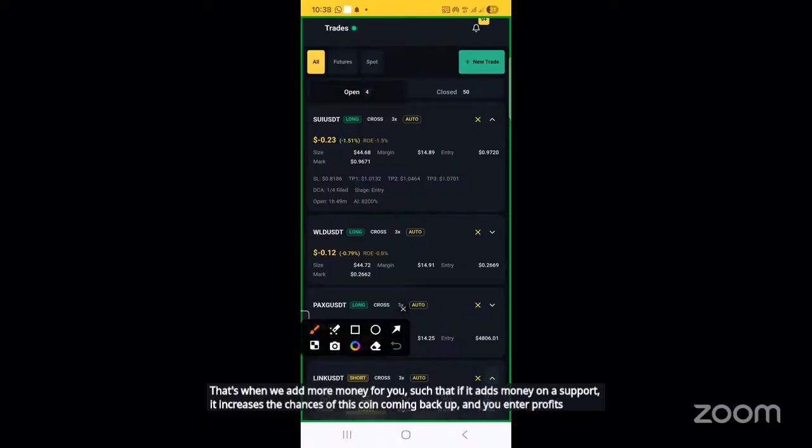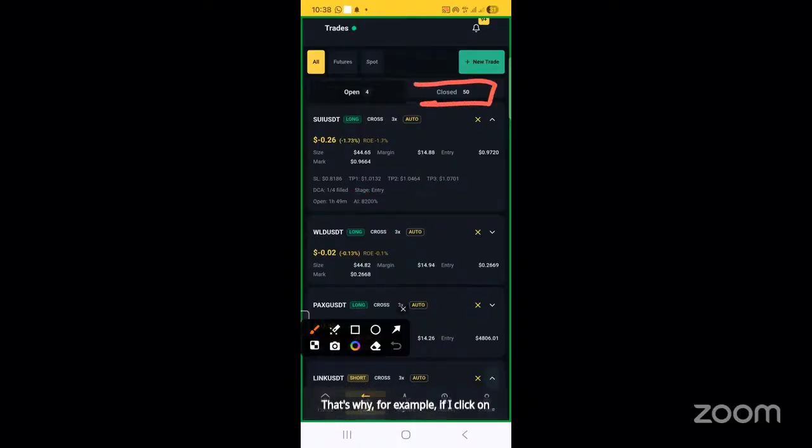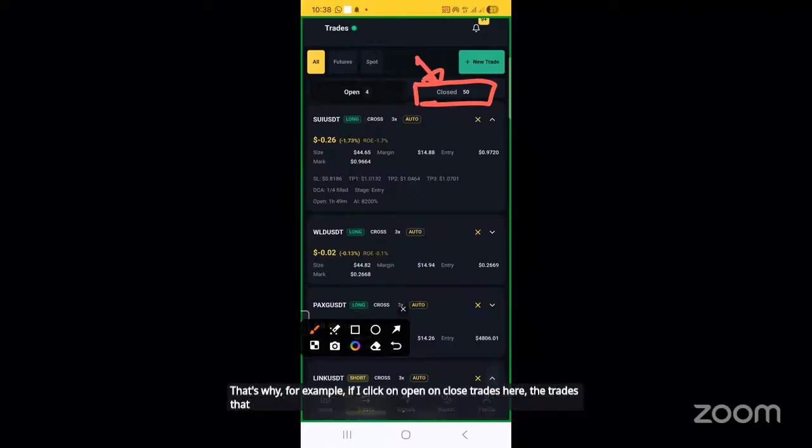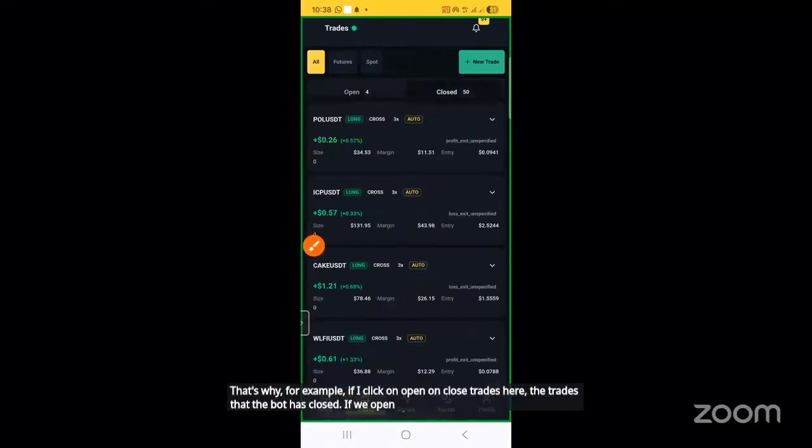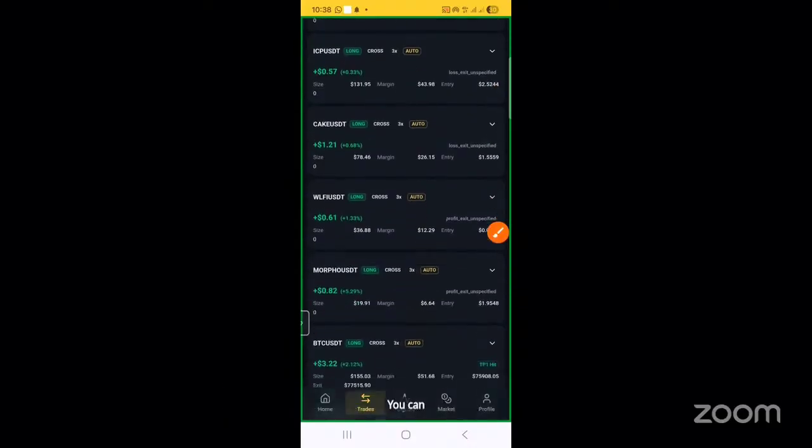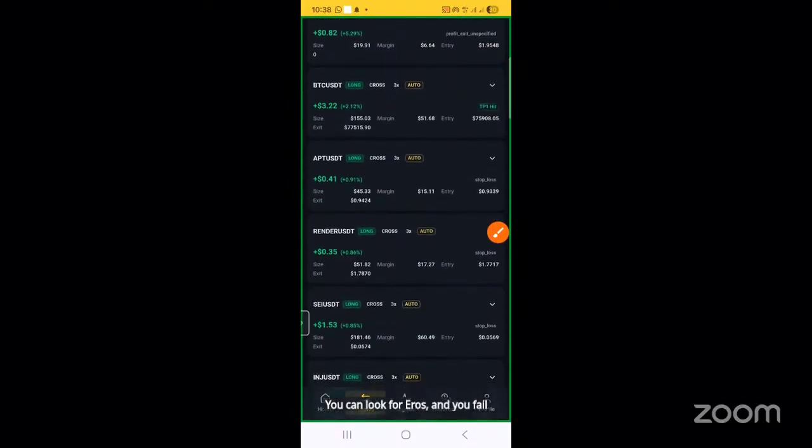That's why, for example, if I click on closed trades here, the trades that the bot has closed, if we open this, you will check these are the last 50 trades. These are the last 50 trades it has closed for me. You can look for a loss and you fail to get it. Look at this.